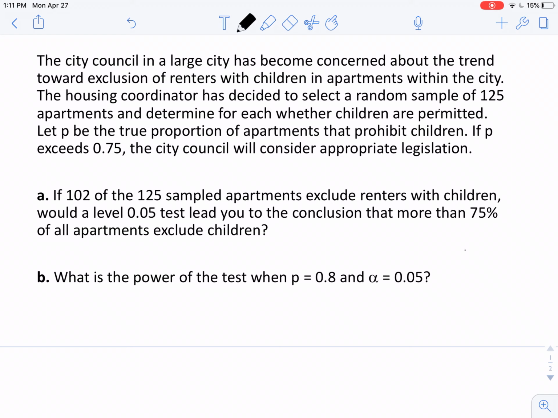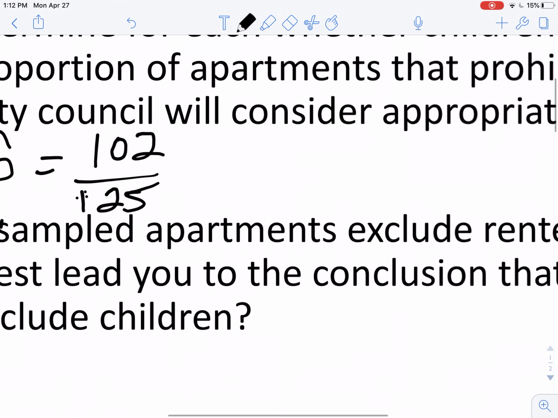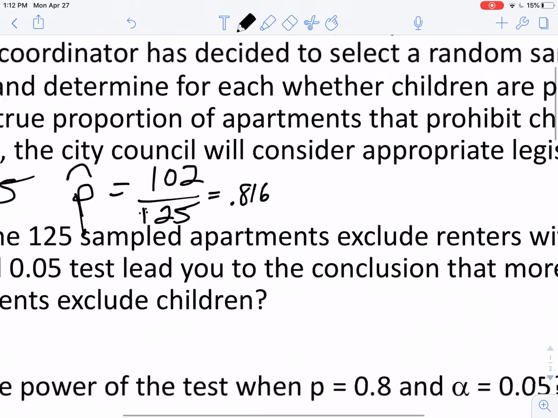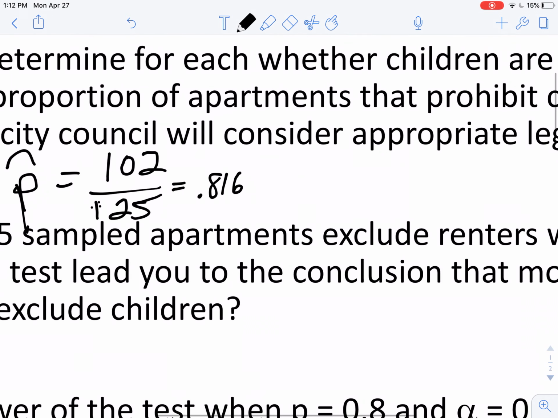So we know that n is 125. In part A, it tells us that 102 out of the 125 sampled apartments exclude renters with children. So that's going to be used to calculate p hat. So 102 out of 125, which is going to equal 0.816. So that's my sample proportion. I also know that my alpha value, my level of significance, is 0.05.